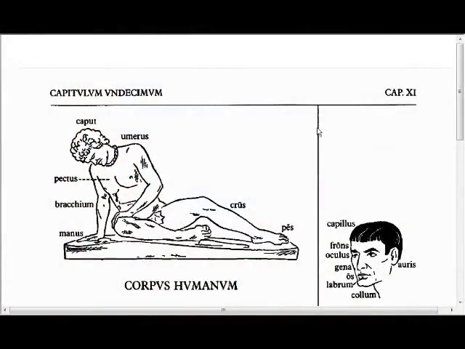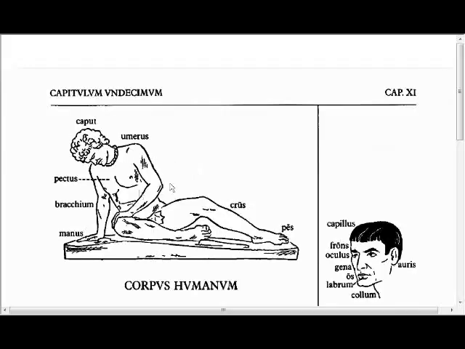Welcome to Lingua Latina, Chapter 11. Here we have an introduction to the parts of the human body. We see this sculpture here, which is called the Dying Gaul, and you can see the torque that he's wearing around his neck, and the little bit of facial hair. He's not shaved, which sets him off from being a Roman.